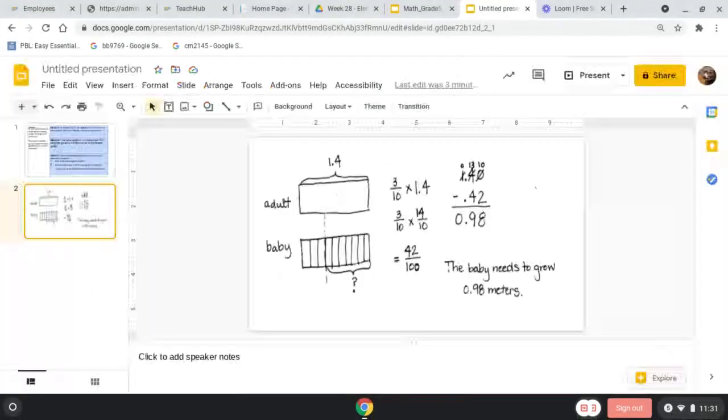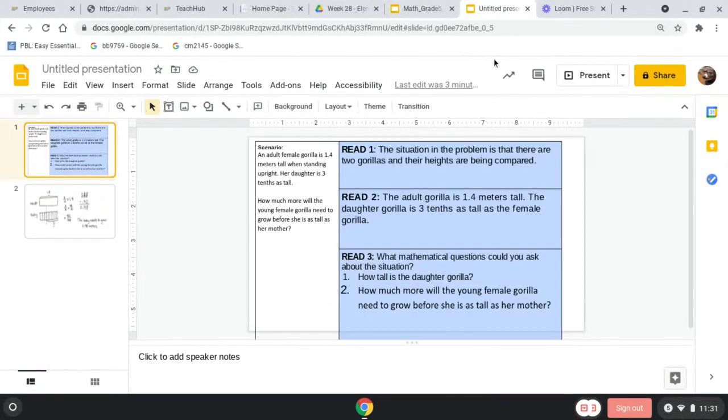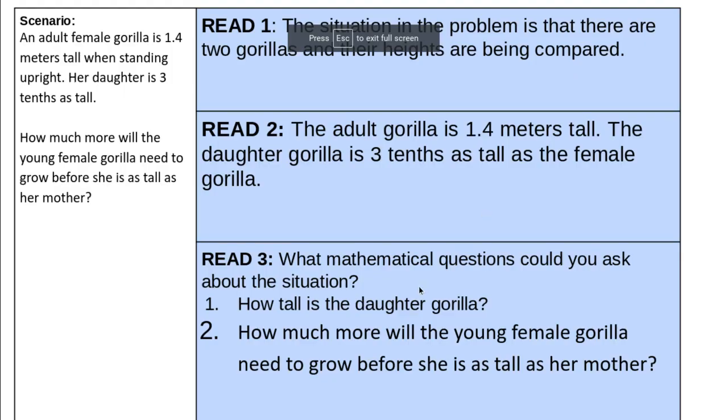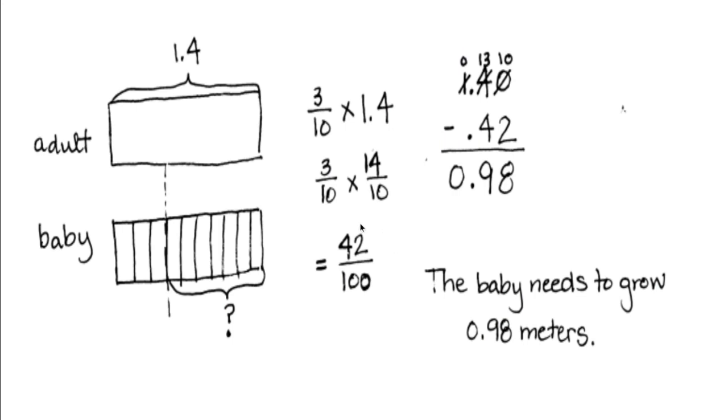So I'm going to go back to our mathematical questions. So the first mathematical question that we came up with was, how tall is the daughter gorilla? And now we know the daughter gorilla is 4,200 meters tall. Okay? This is the amount that we got when we multiplied the two fractions. So the baby is 3/10 as tall as the adult. That 3/10 as tall as 1 4/10 came out to be 4,200.